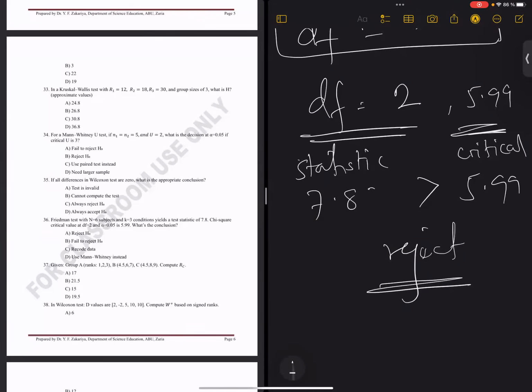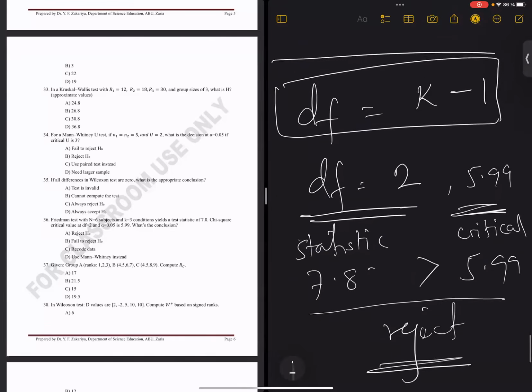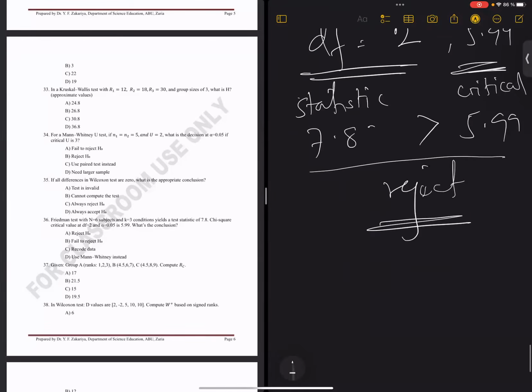For Kruskal-Wallis and Friedman and over, you interpret them the way you interpret non-parametric tests, in terms of rejection using the critical value. But if it is Wilcoxon and Mann-Whitney, it is the opposite. Take note of that. If this one is Wilcoxon, we are going to fail to reject. It must be less than the critical value. Take note of this. The next question, which I think is the last question, is question 40.